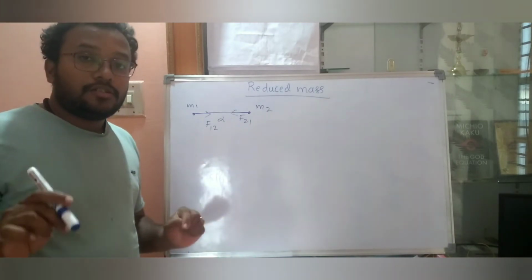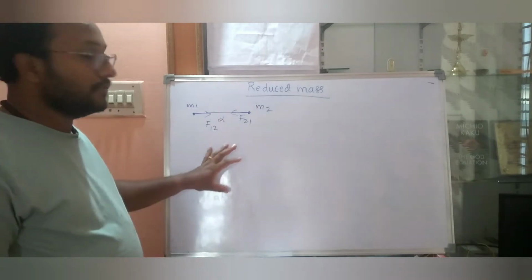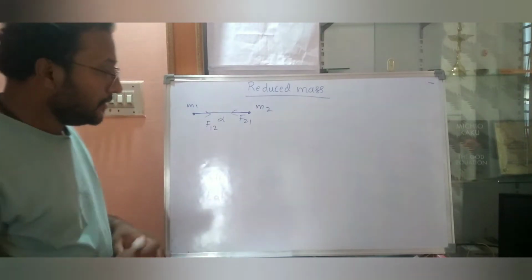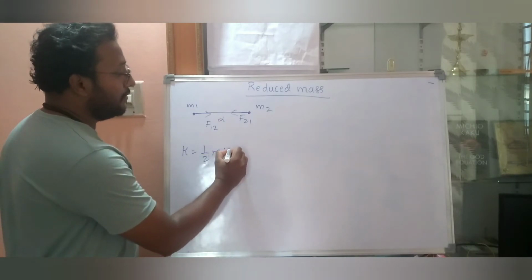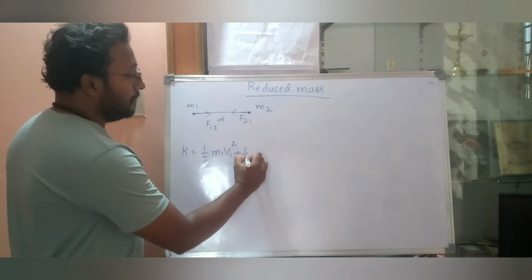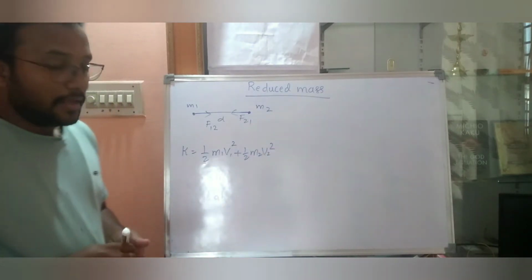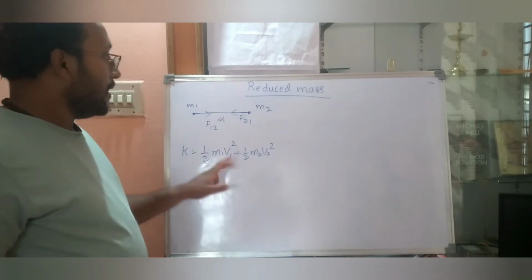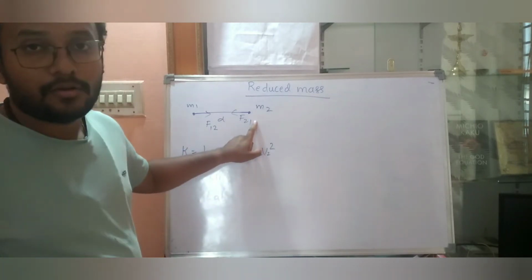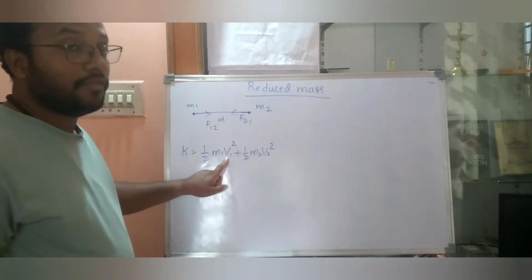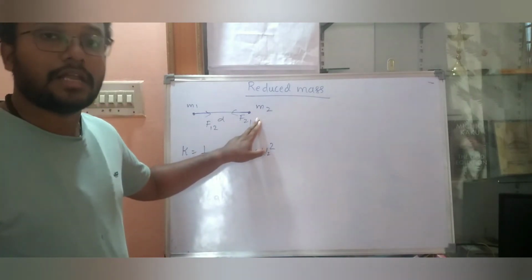Now the question is how to calculate the total kinetic energy of the system. That's very simple. The total kinetic energy of the system is equal to half m1 v1 square plus half m2 v2 square. Here m1 is the mass of the first particle, and m2 is the mass of the second particle. v1 is the velocity of the first particle and v2 is the velocity of the second particle.